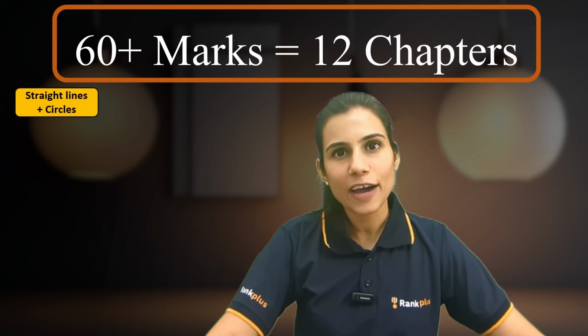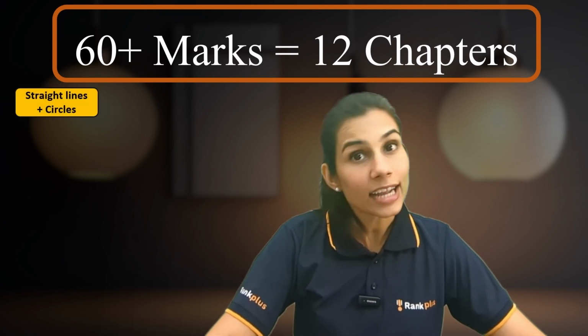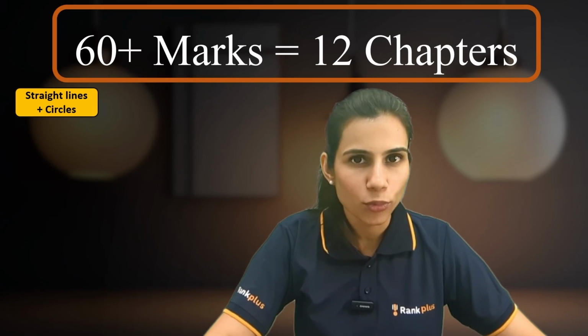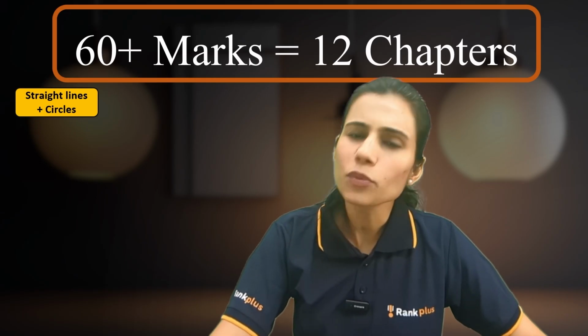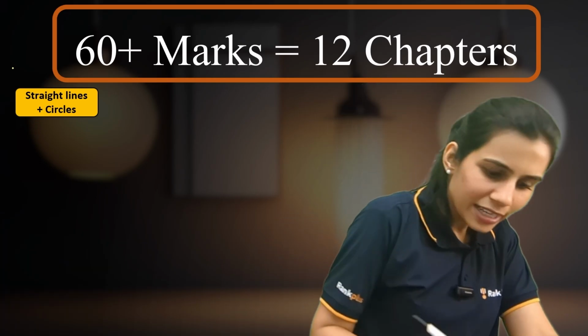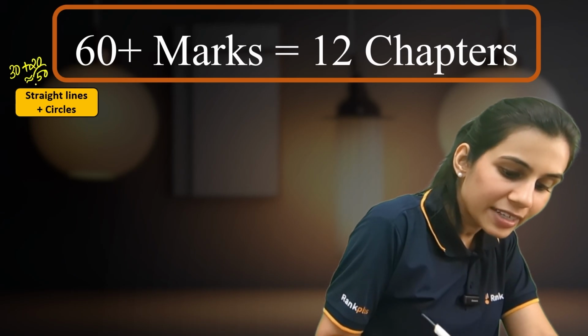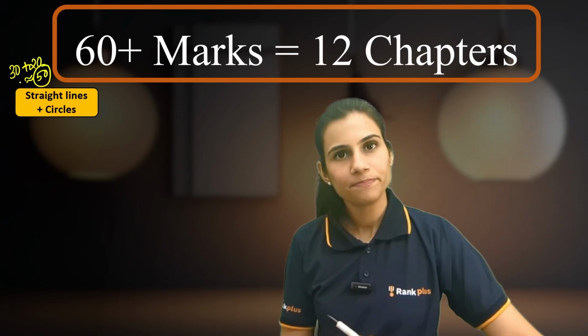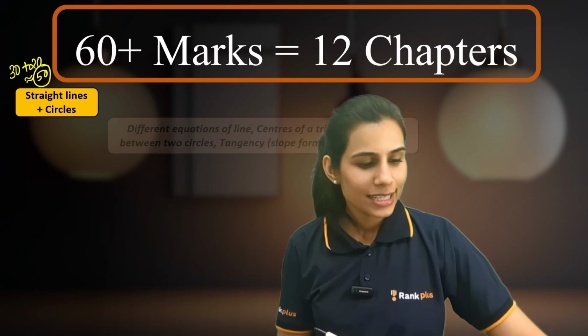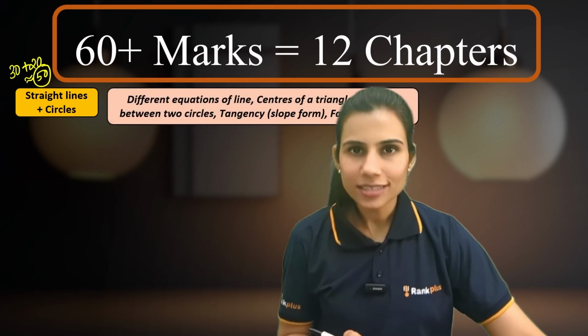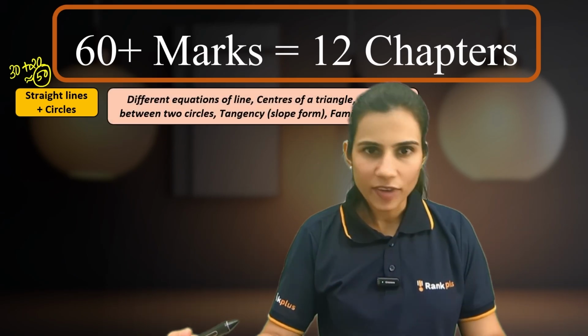And lastly, what I have is straight lines and circles, and after that I have ellipse and hyperbola. So from straight lines and circles, what do you think? The weightage is 30 plus 20, which makes it around 50 questions in the paper. Can you imagine? From straight lines, of course, different equations of straight lines are very, very important.